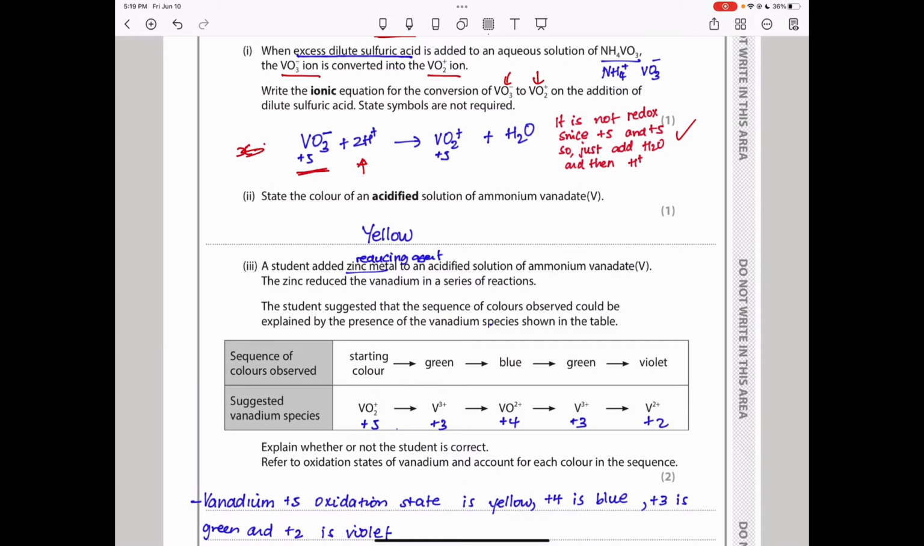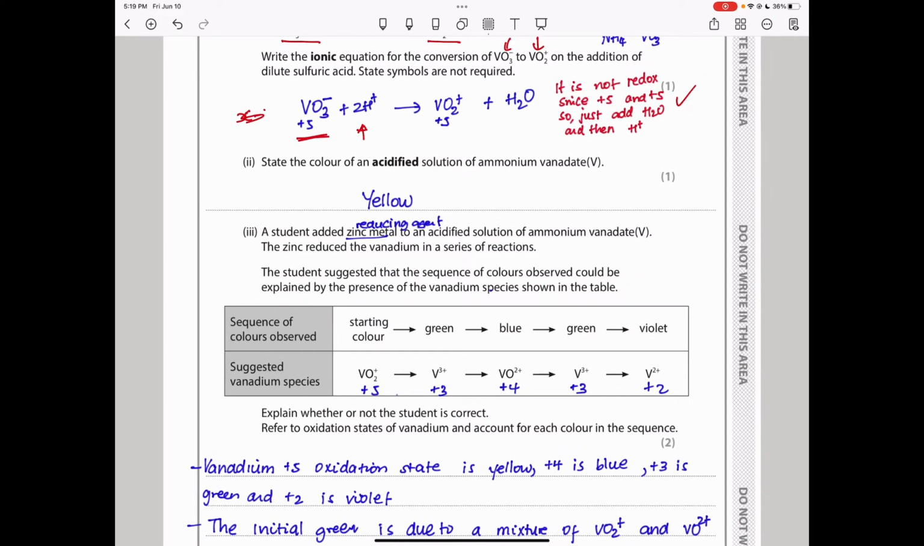Part 2 says, state the color of the acidified solution of ammonium vanadate. Of course, it's going to be yellow. You guys know the changes in oxidation state of vanadium. We have vanadium 5, vanadium 4, vanadium 3, and vanadium 2. They're all going to have different colors.